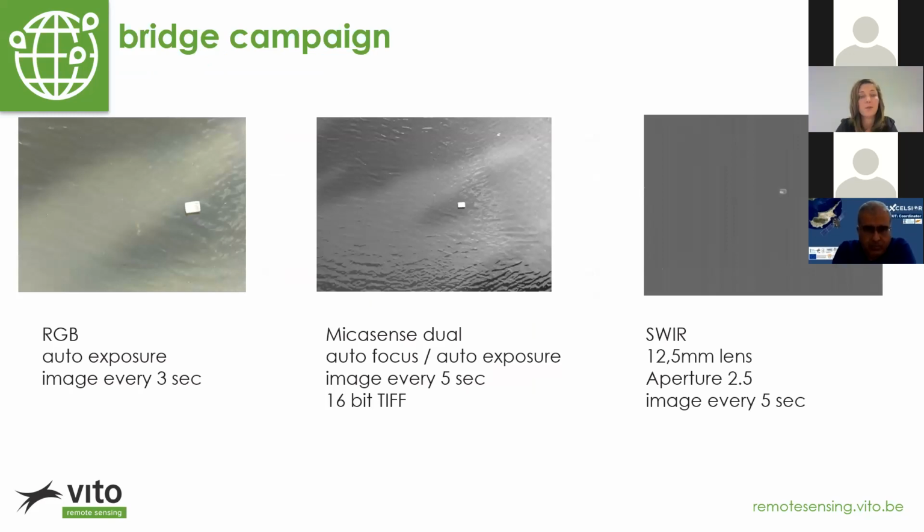These are some pictures of the 3 different cameras and a plastic target. At the left, the picture from the RGB camera. In the middle, from the MicaSense dual camera. At the right-hand side, from the shortwave infrared camera. We are still in the process of analyzing all the data. We only have some first results from the RGB. However, at first sight, the shortwave infrared camera seems very interesting because you don't see the surface features anymore. You can only see the plastic target.